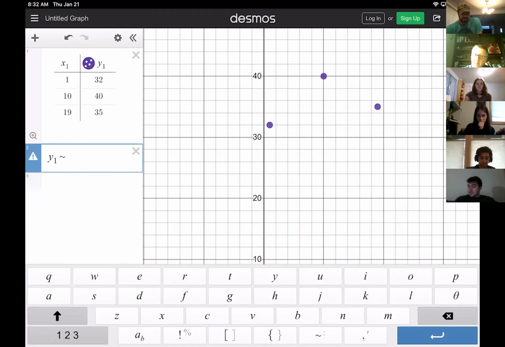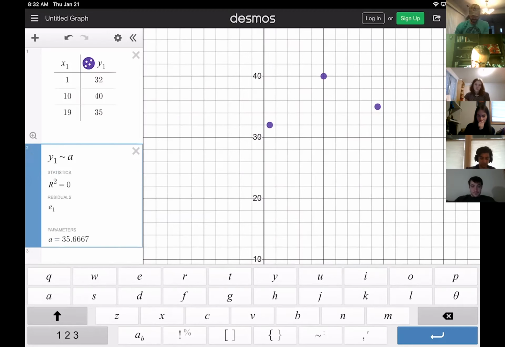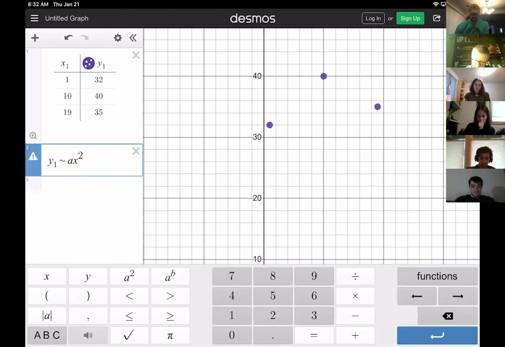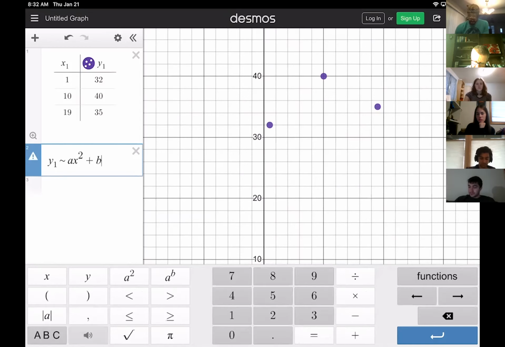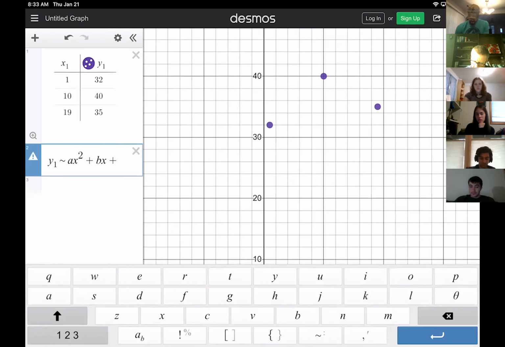So the downside of Desmos is you actually have to make the equation up for yourself. You've got to know what parabolas look like. So parabolas look like ax squared plus bx plus c. So ax squared plus b, and then I can pick any letters I want. I'm just picking the ones that we classically pick. Bx plus c. What did I do wrong? I did it on purpose, but what did I do wrong here?